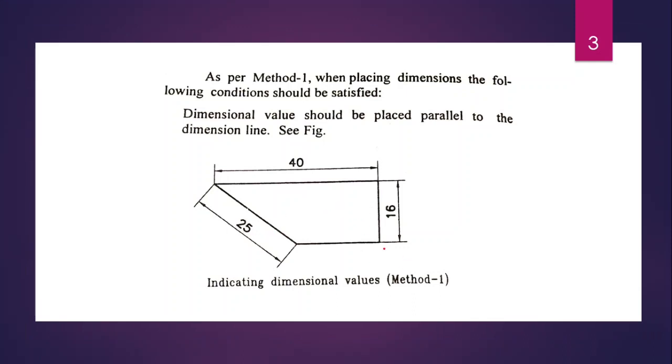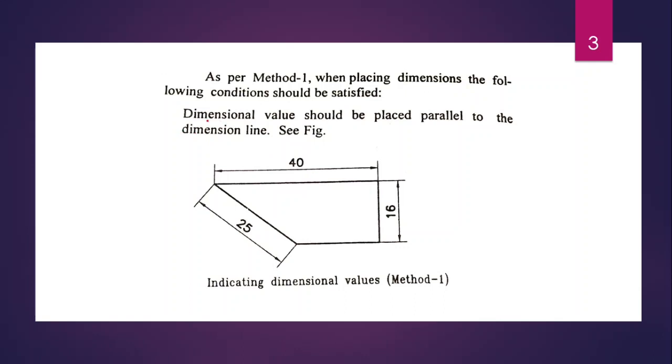This is the first type of dimension method. In this particular figure, we can see an object having a horizontal edge, vertical edge, and then an inclined edge, and we will look into how to dimension these different types of edges.